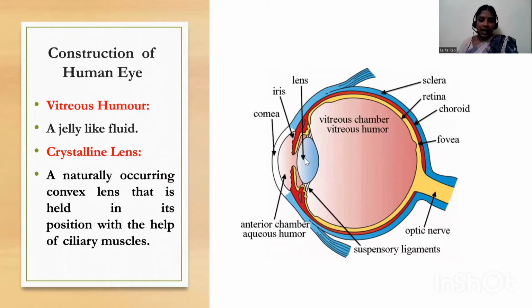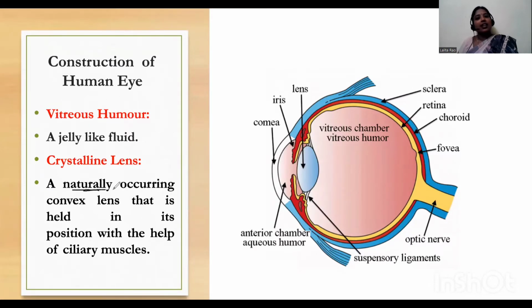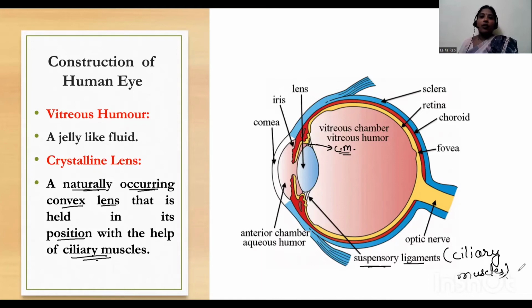So this eye lens, the crystalline lens, is a naturally occurring convex lens that is held in its position with the help of the ciliary muscles. These ciliary muscles, these suspensory ligaments, are responsible for holding the eye lens in its position.